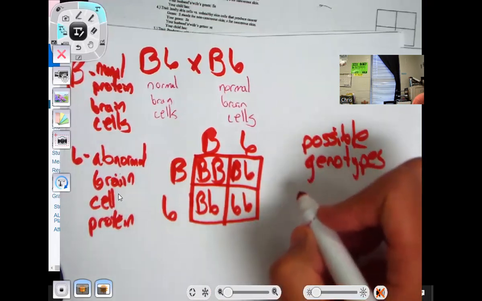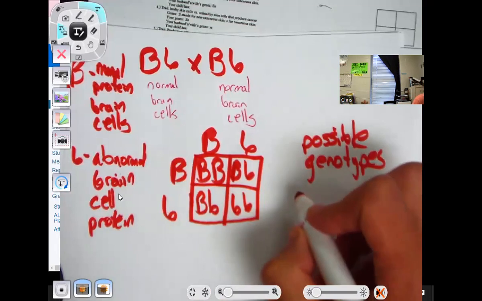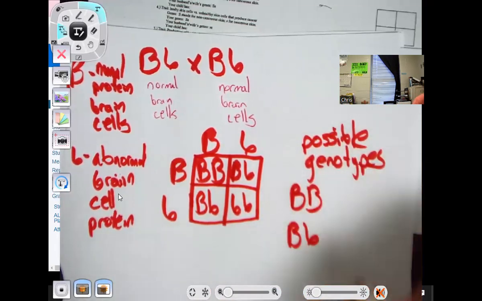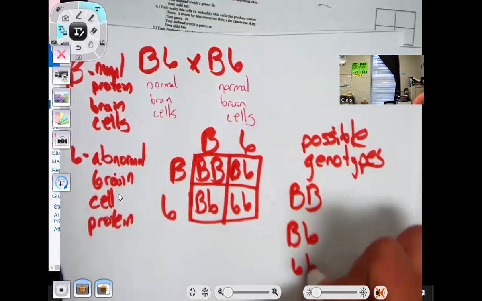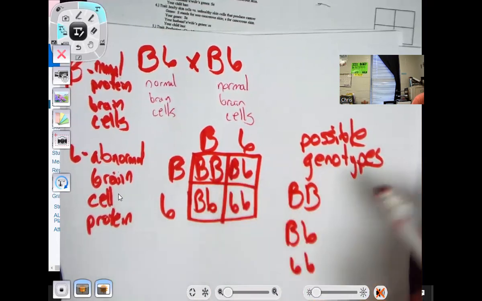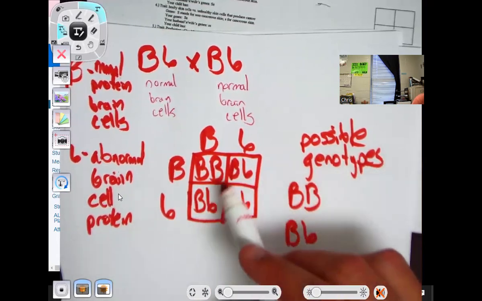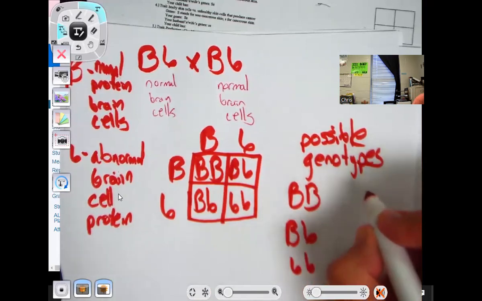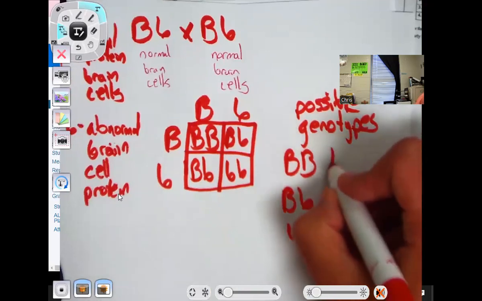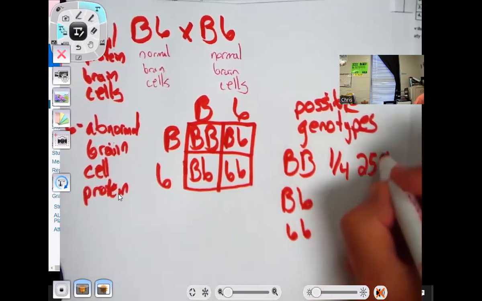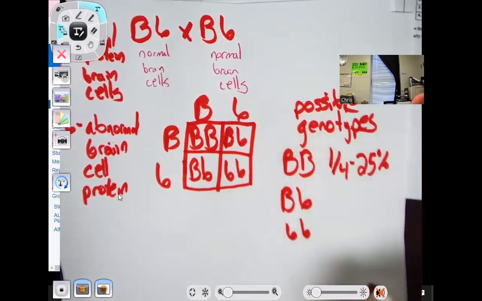What are the three genotypes? Big B big B, big B little b, and little b little b. Those are the three that are possible, because we have all those in our box here. If it's big B big B, that is what chance? How many out of four is that? 1 out of 4. And what chance is that? 25%. To help me with 1 out of 4, I usually think of quarters. That helps me with things.